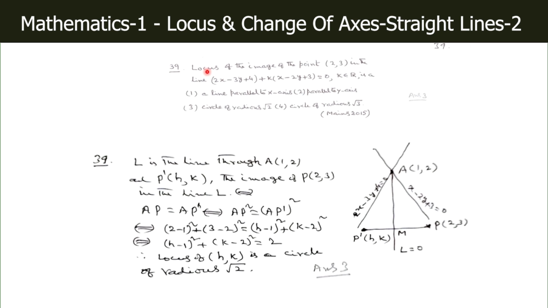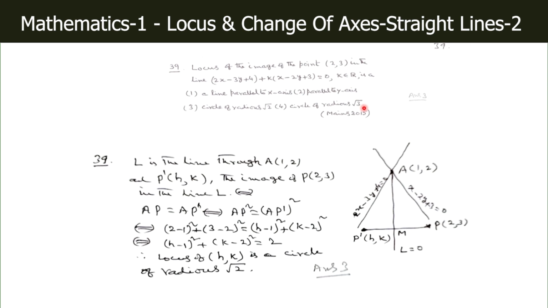Next, the locus of the image of the point (2,3) in the line 2x minus 3y plus 4 plus k into (x minus 2y plus 3) equal to 0, where k is any real number, is: option 1, a line parallel to the x-axis; option 2, a line parallel to the y-axis; option 3, a circle of radius 2; and option 4, a circle of radius 3. This is Mains 2015.